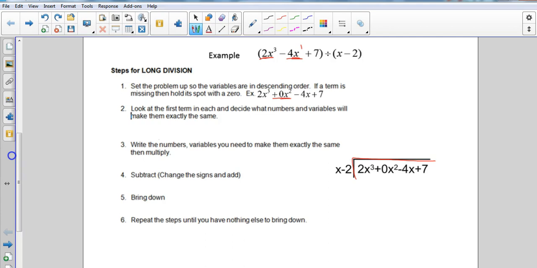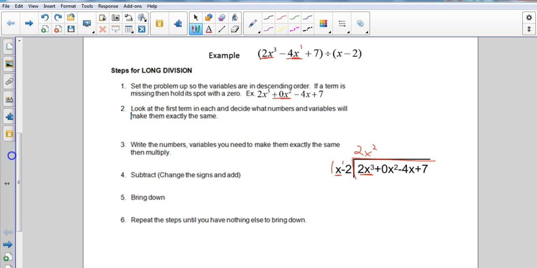Now notice it says look at the first term in each and decide what numbers and variables will make them exactly the same. What that means is we're looking at this x and this 2x cubed. What do we have to multiply x by to get 2x cubed? Well, obviously, since this is 1x, we need to multiply by 2. But if we just multiply by 2, we're going to get 2x minus 4. Now we need x cubed. So if we have x to the 1, we need x squared right here.